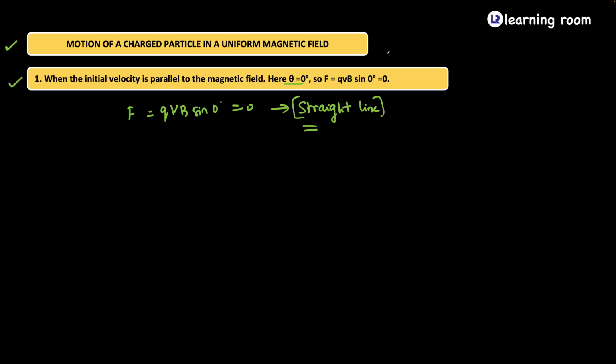R itself is generated because of v. V is not generated by R. Radius is controlled by the speed. Speed is not controlled by radius. When you put the velocity, you get the radius. So if r is equal to mv by qB, r is dependent on v. V is not dependent on r.